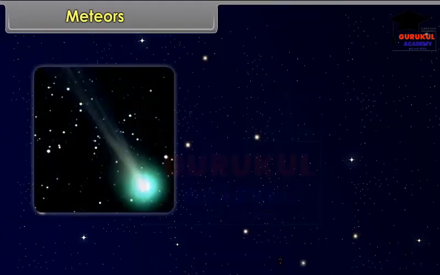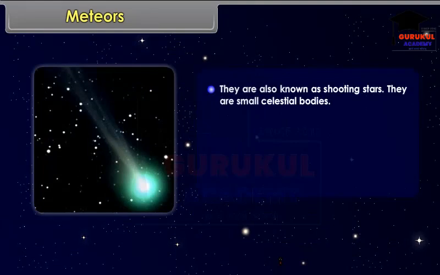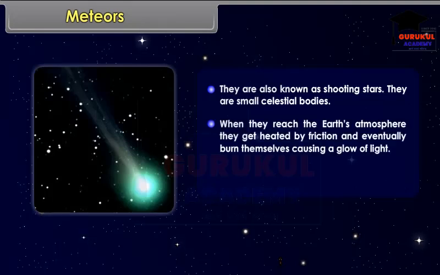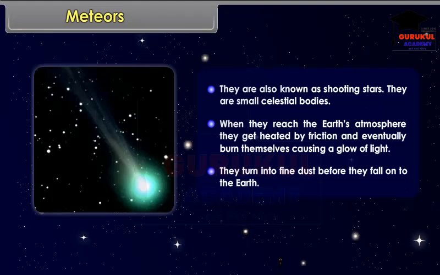Meteors. They are also known as shooting stars. They are small celestial bodies. When they reach the Earth's atmosphere, they get heated by friction and eventually burn themselves, causing a glow of light. They turn into fine dust before they fall onto the Earth.